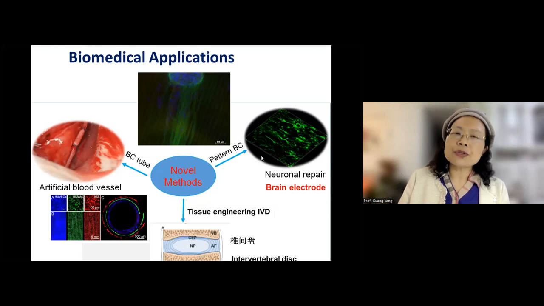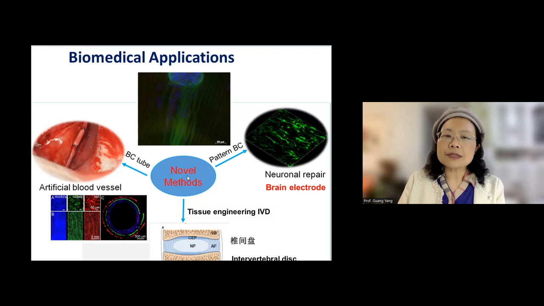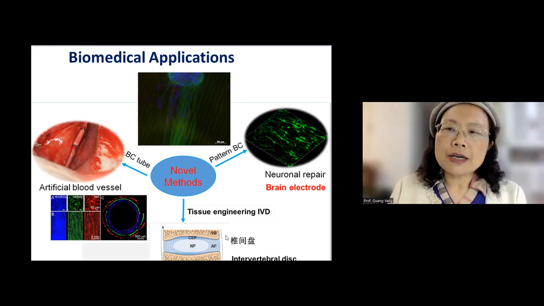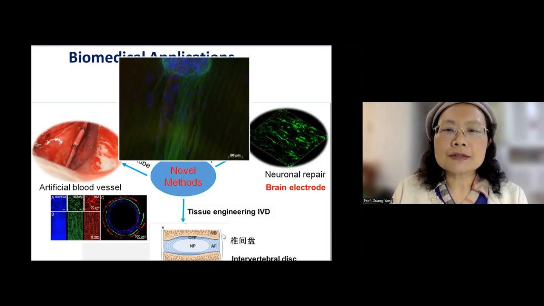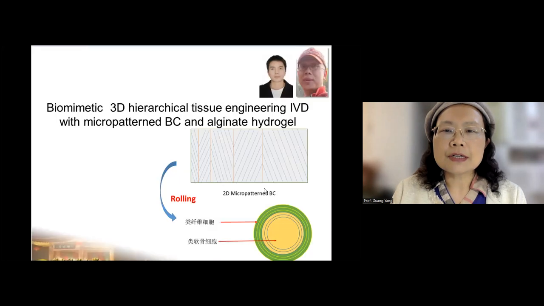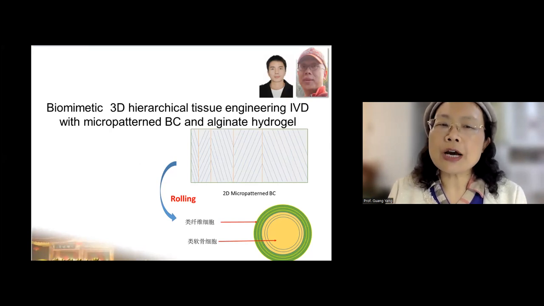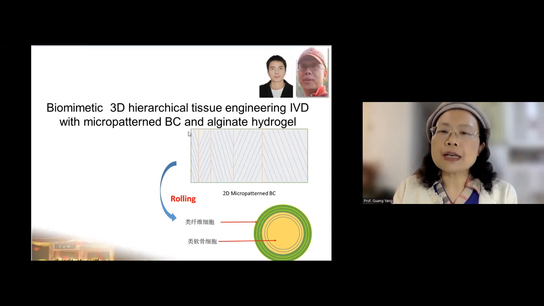And not only for wound dressing, bacterial cellulose can also be applied for artificial blood vessels, and we can use this patterned bacterial cellulose for neural repairing. And another, we tried to use it as an intervertebral disc, IVD, and I will introduce more detail later. So first, for the IVD, we try to biomimic a 3D hierarchical tissue-engineered IVD with micro-patterned BC and alternated hydrogels.